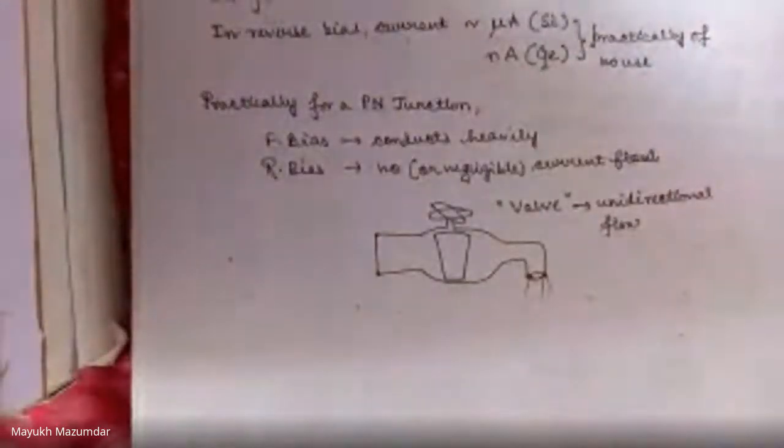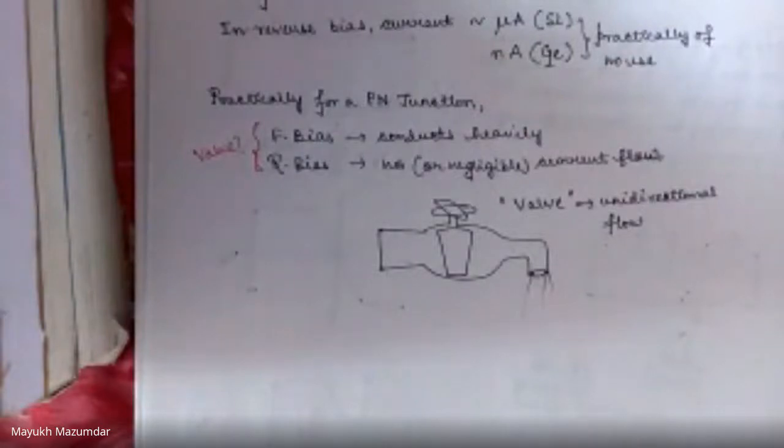So can't we use a PN junction as a valve with this property? Can you use it as a valve? Yes, sir, but only in forward bias. Exactly. Because in reverse bias, no, in reverse bias also it will act as a valve. That means when we are applying some connection, this thing can be used as a valve.